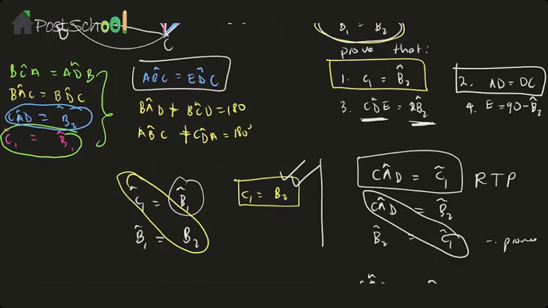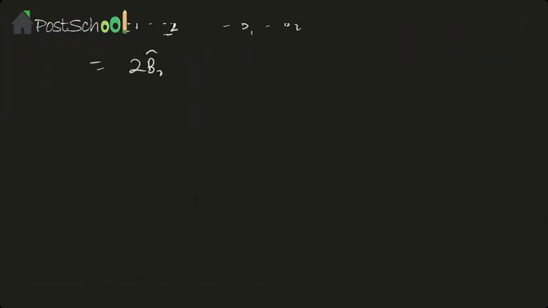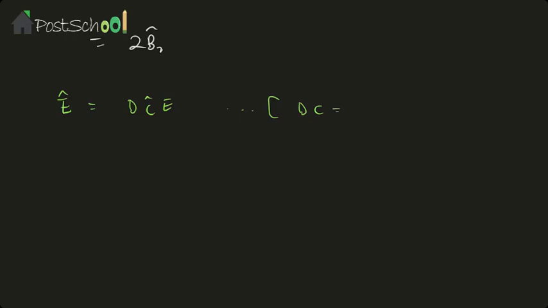So the last one: E equals 90 minus B2. Again, E is equal to what? E is equal to DCE. We can see that from here. So that's what you will do now. You first write down what you see and say, okay, E is equal to DCE, because you're told that DC is equal to DE. That is what we were told. Okay, isosceles. So E is equal to DCE.